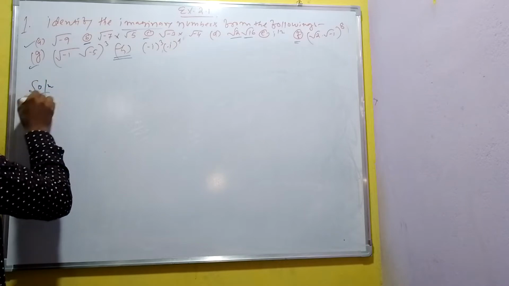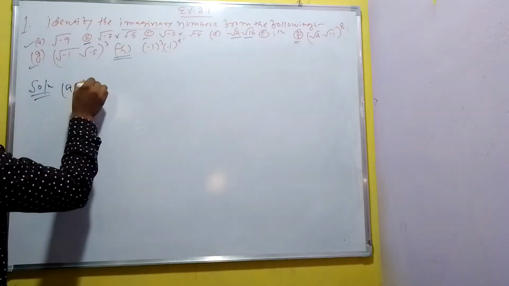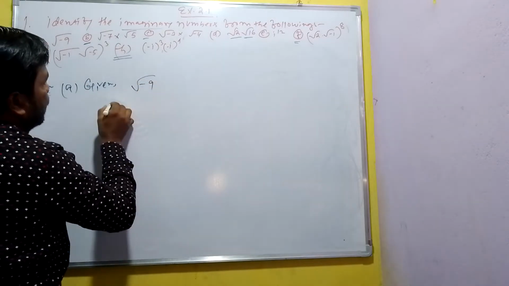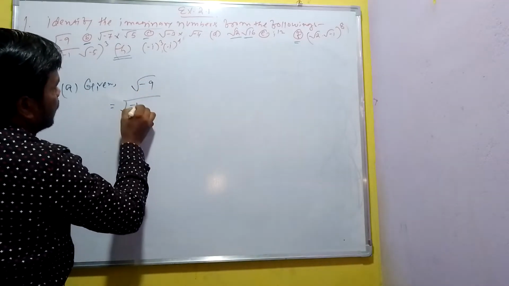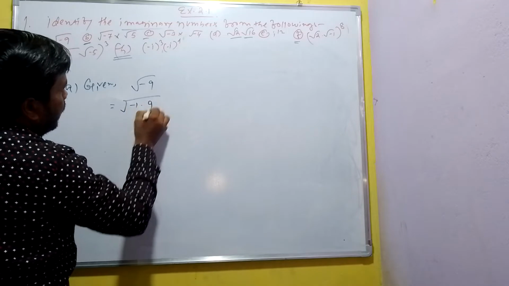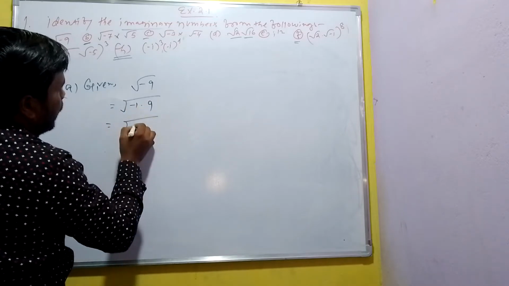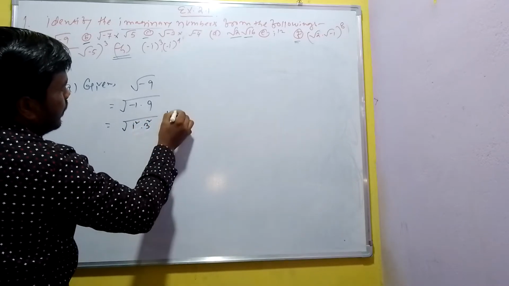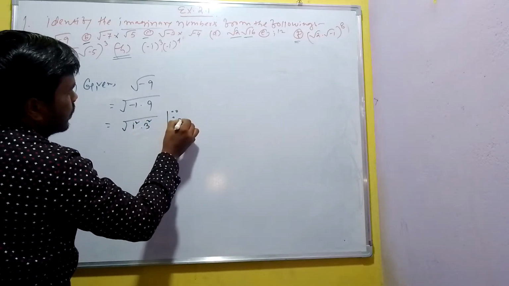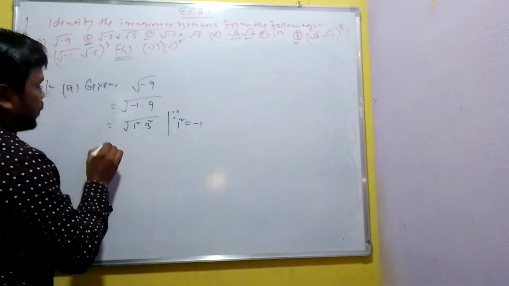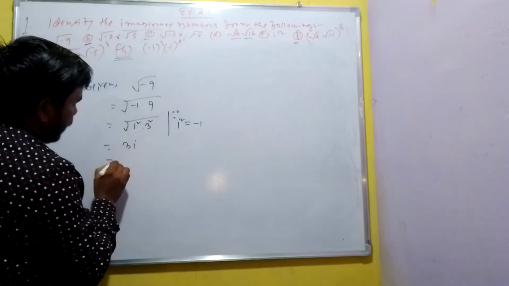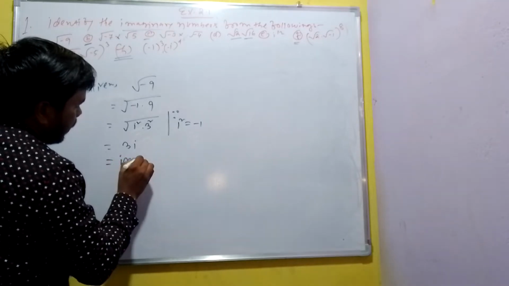Solution A. Given under root minus 9, you can write minus 1 into 9. Okay, so you can write i square, 3 square. Since i square equals minus 1, the square root will be cancelled, so 3i, which equals imaginary.